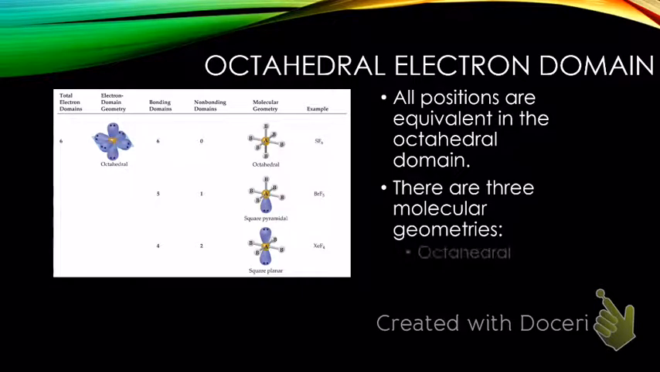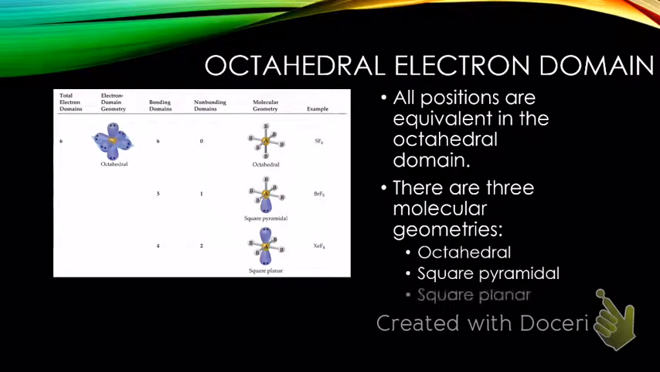Okay, there are 3 possible shapes, which is that there's square pyramidal, and then there's also square planar. And you may cover square planar later in Gen Chem 2 whenever we talk about some of the metal bonding shapes.